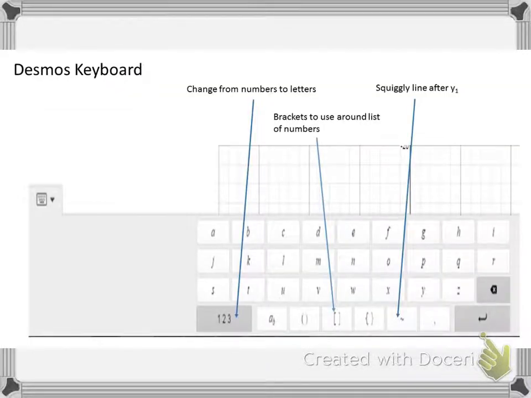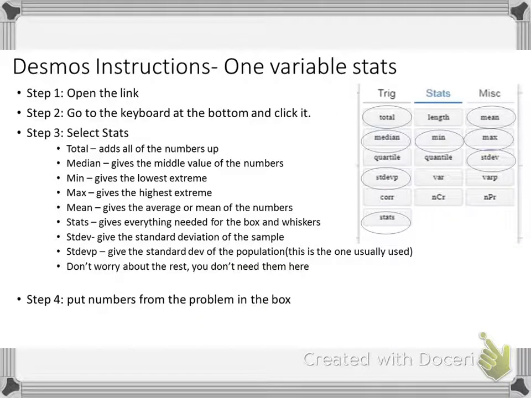So the keyboard has the little keyboard here, 1, 2, 3. See, all these are letters, but if you hit 1, 2, 3, it brings you back to your numbers. Brackets, you're going to need those, and this little squiggle line we're going to talk about later, you're going to need the little squiggle line. So I was just showing you where it was on the keyboard. All right, so if you have one variable statistics, which means there's only a list of one number, not an X and a Y, just a list of numbers.